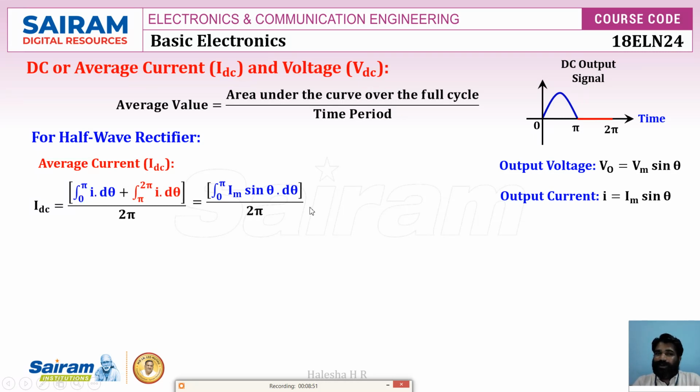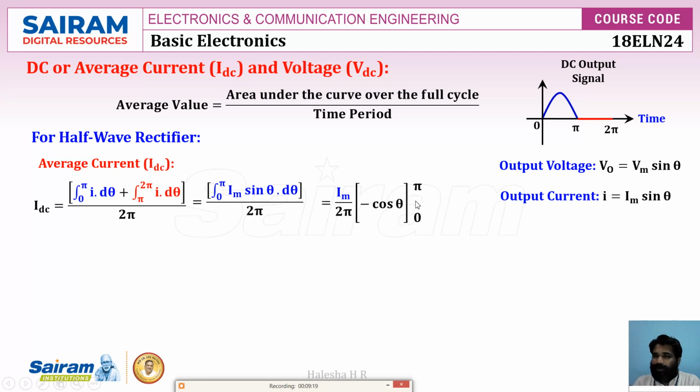As you know, I is equal to Im sin theta. Substitute that, divided by 2 pi, since the total period is 2 pi. Im is constant, so you take it outside the integration: Im by 2 pi. The integration of sin theta is minus cos theta, and we apply the limits.